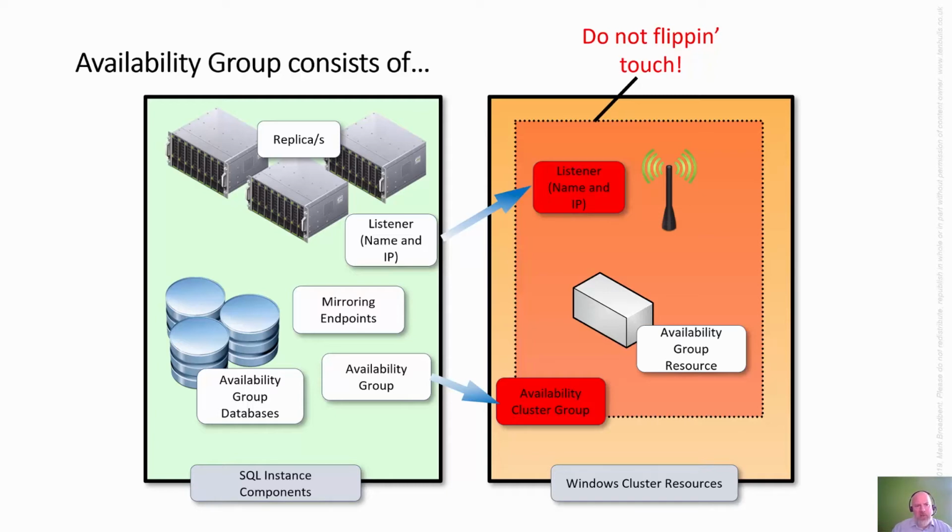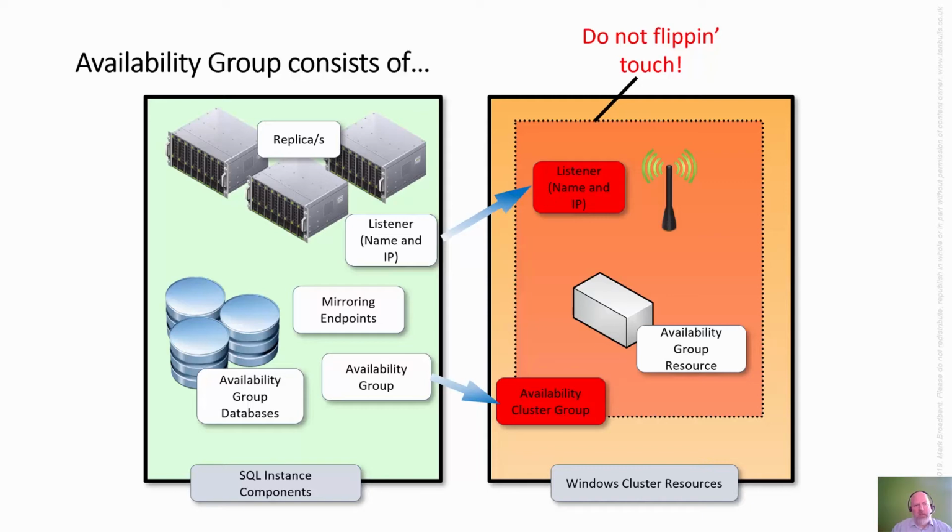Now you can see also that in terms of SQL Server instance components, we've already created our mirroring endpoints for the availability group, and we've not seen this yet, but we would have our database or databases that would become part of our availability group databases. But in order to have availability group databases, we need an availability group. All right, so that's another thing that you'd configure through the instance.